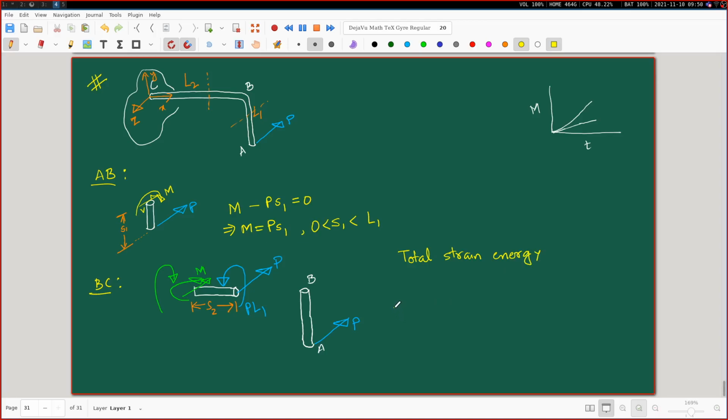Total strain energy. So first of all, due to bending. But bending where? Let us not forget that we have also done the AB part. First of all, we'll write for that. So 0 to L1, M squared by 2EI, ds1, plus, coming to the BC part, integration 0 to L2, M squared by 2EI, ds2, plus, tell me the contribution from the torque.